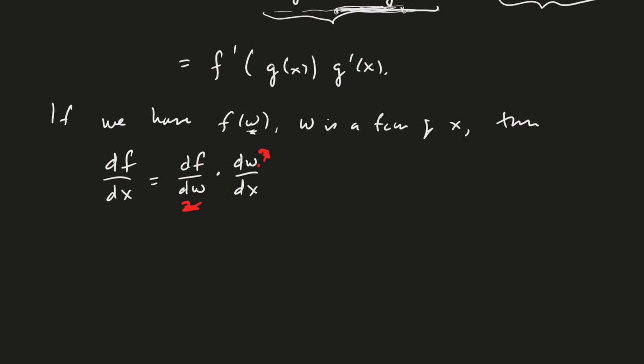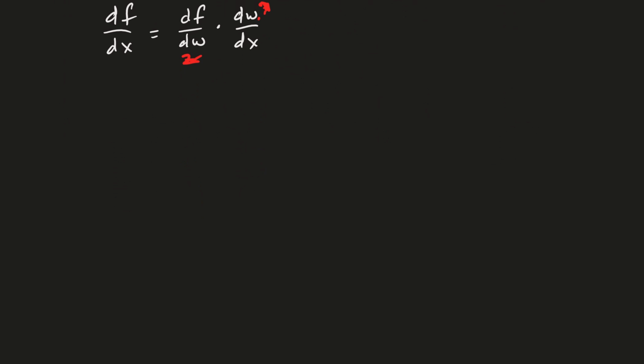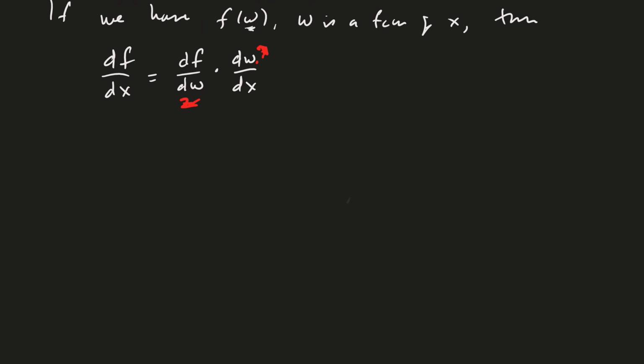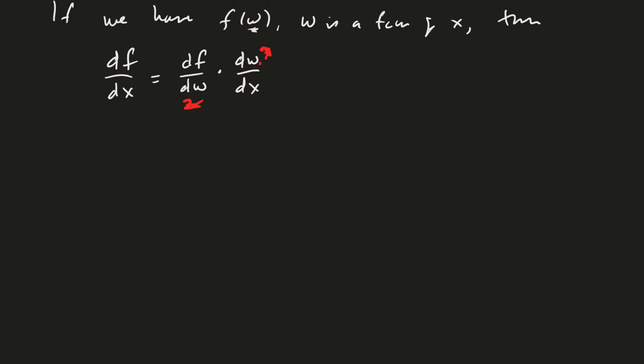Okay, so let's try a few. We'll use the examples that we had before. There's an alternative way too, right, that we talked about. If we have f of w and w is a function of x, then you can compute the derivative this way. Let's see how that works, using the examples that we had previously.